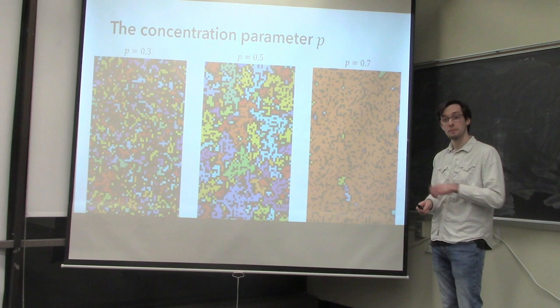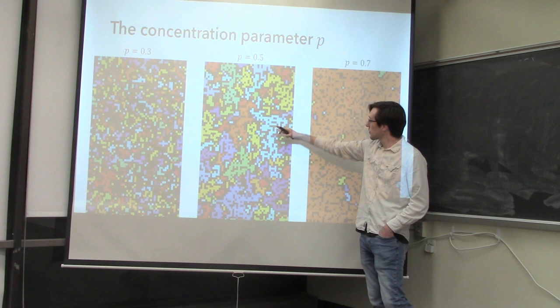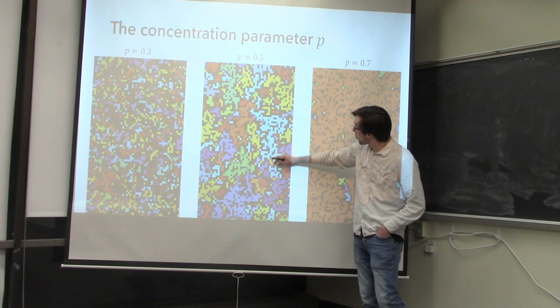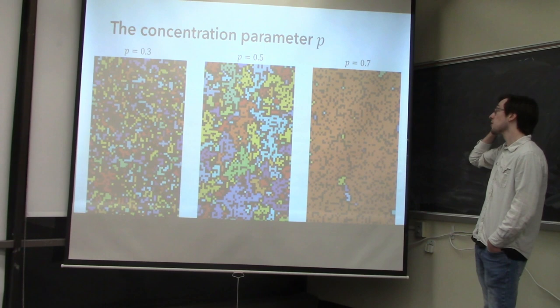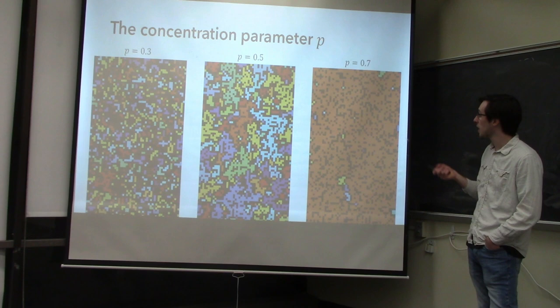So somewhere in between, you see kind of balkanized behavior, where you see some very small clusters and some quite large clusters. And they're all just intermingled, doing interesting things. And we'll come back to the probability 0.5 case, because this turns out to be the most interesting situation to think about.